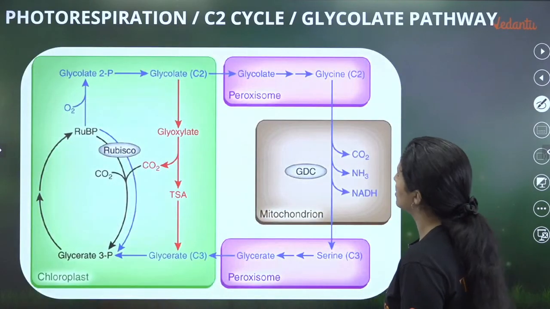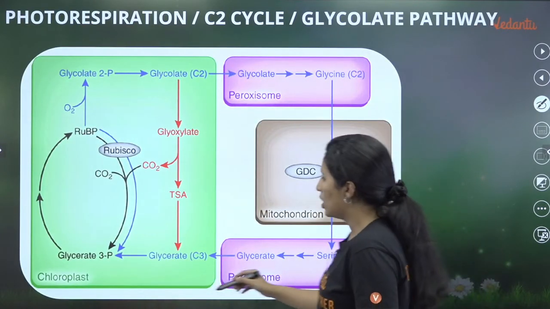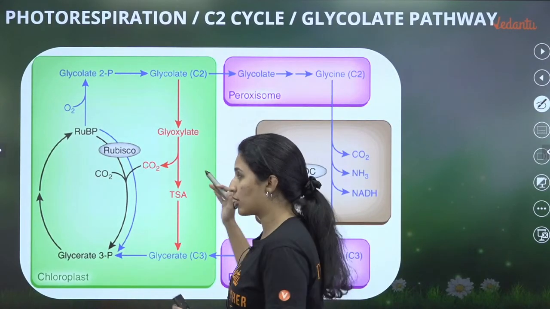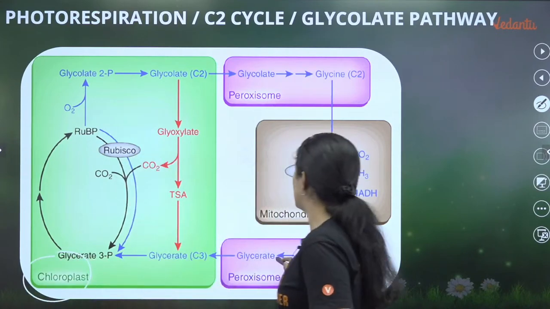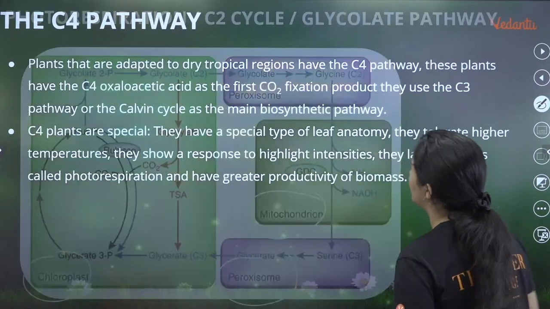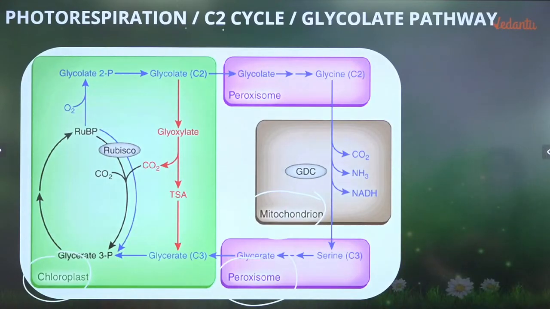This is a huge cycle. We require at least three organelles for it. We need chloroplast, we need peroxisome, and we need mitochondria. But I guess I will give you an easier cycle again for this.